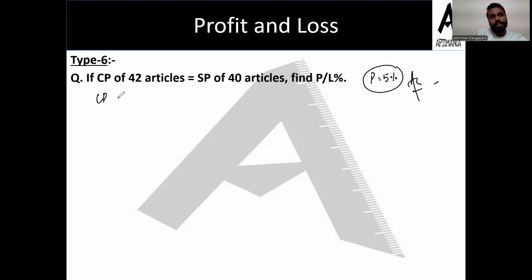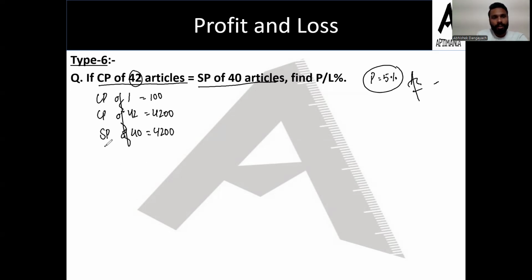So सबसे पहले मैंने cost price लिया. Cost price of one article not given to me, मैंने 100 rupees assume कर लिया. There were 42 articles. तो cost price of 42 articles कितना हो गया? One article का 100 है, 42 articles का 4200 हो गया. Selling price of 40 articles. अब जल्दीबाजी में generally students इसका आंसर 4000 बोल देते हैं. Need to take care of. SP of 40 articles कितना है? जितना CP of 42 articles है. मतलब 4200.